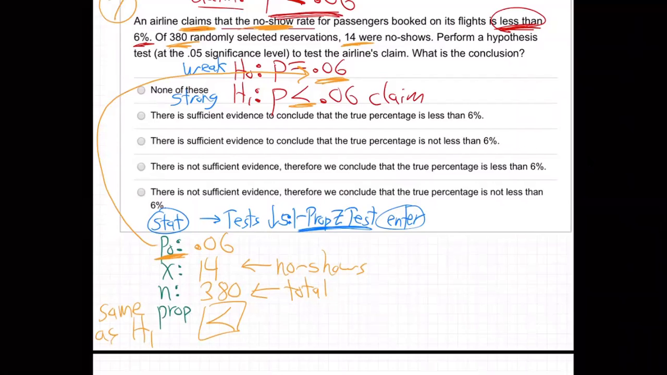And so what I get when I do all that is I get a p-value. And really all I care about is the p-value. Let me show it to you. P-value is 0.0286. That's good enough right there. 0.0286.